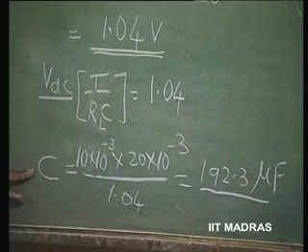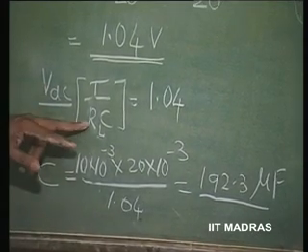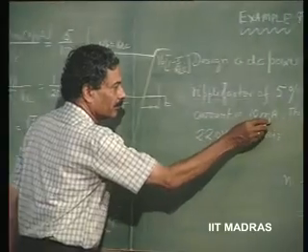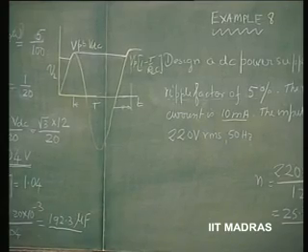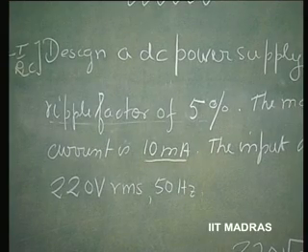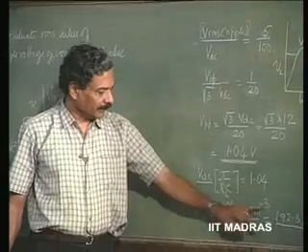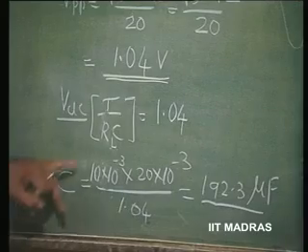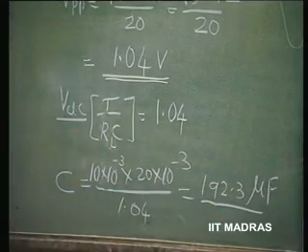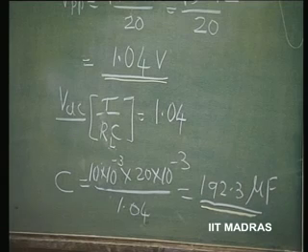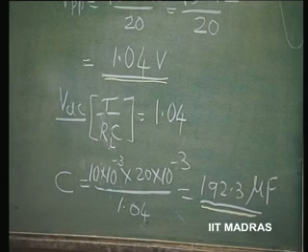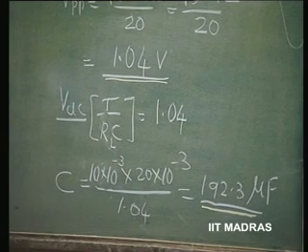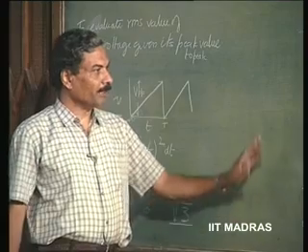From this we can obtain the value of C if we know VDC by RL. VDC by RL is given as 10 milliamperes, the maximum current drawn by the load. So, 10 milliamperes into T, 20 milliseconds, divided by 1.04 is the value of C, which is 192.3 microfarad. So, the value of C is to be made greater than 192.3 microfarad in order to contain the ripple at 5%. So, that part of the design is also over.